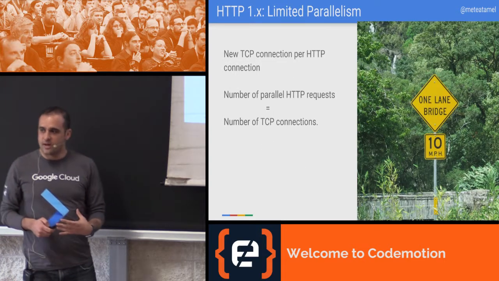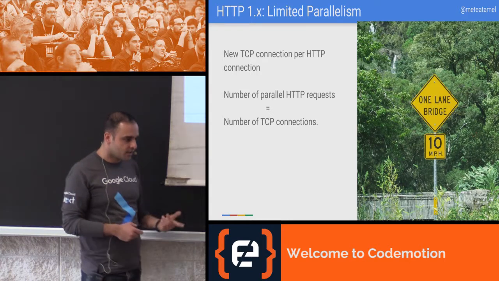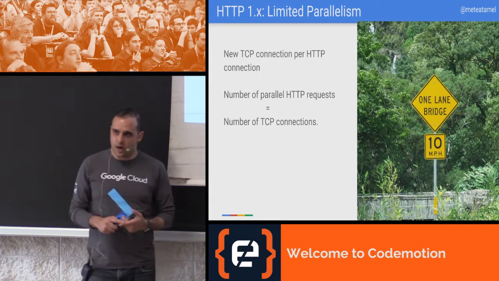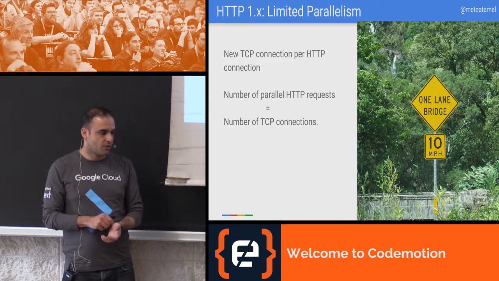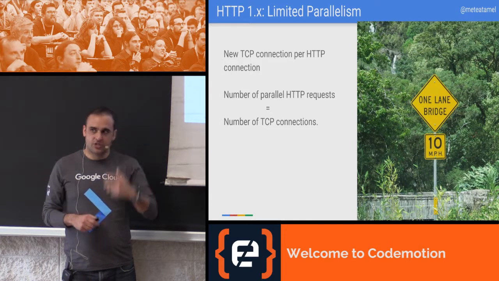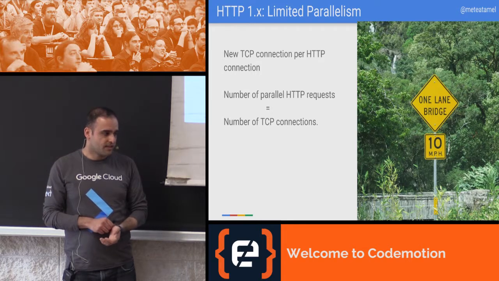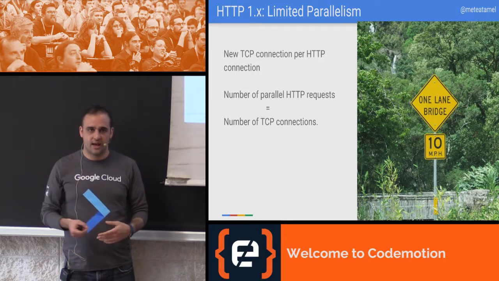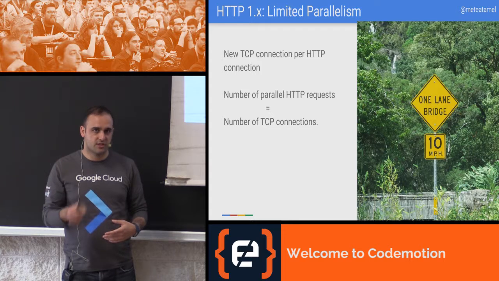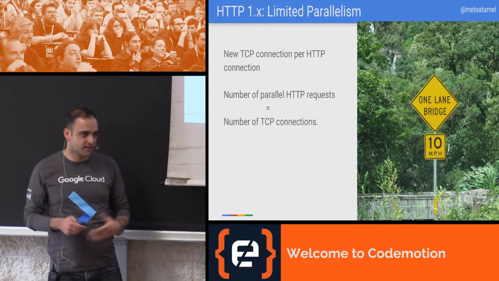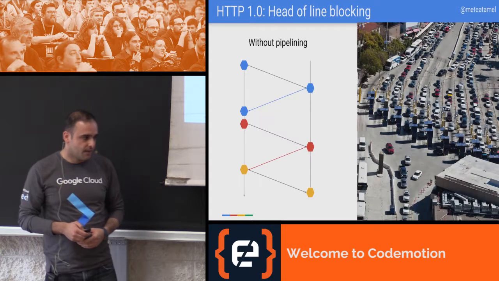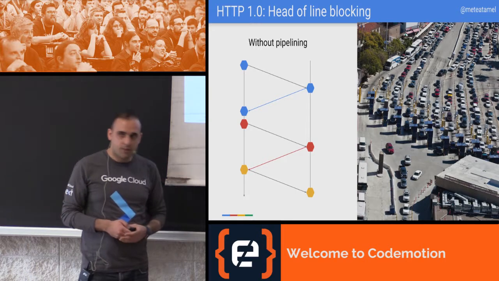But HTTP 1.1 has some problems, right? First, the parallelism in HTTP 1.1 is limited. For every HTTP connection, you need a TCP connection, especially in HTTP 1.0. That means the number of parallel HTTP requests that you can have is limited to the number of TCP connections that you can have, and that's very limited. The other problem you have is the header line blocking issue.